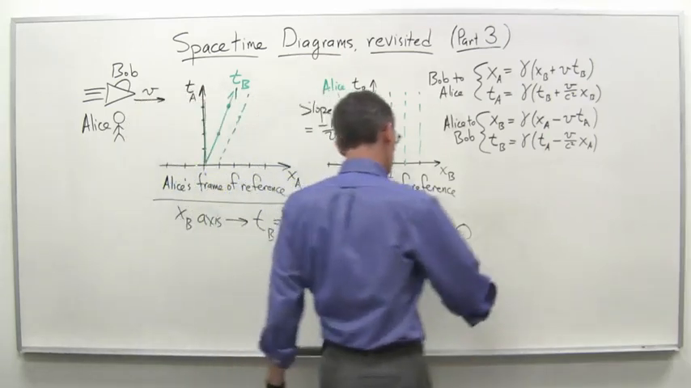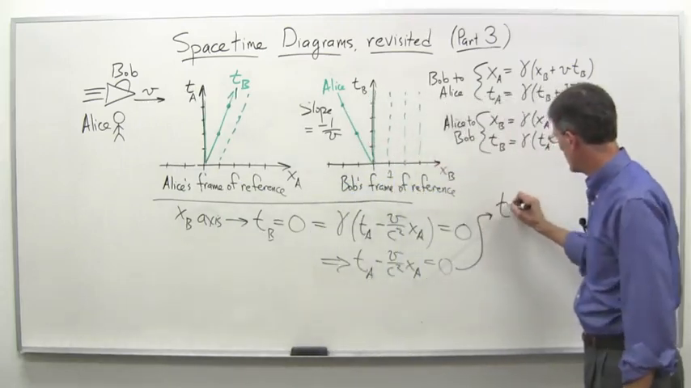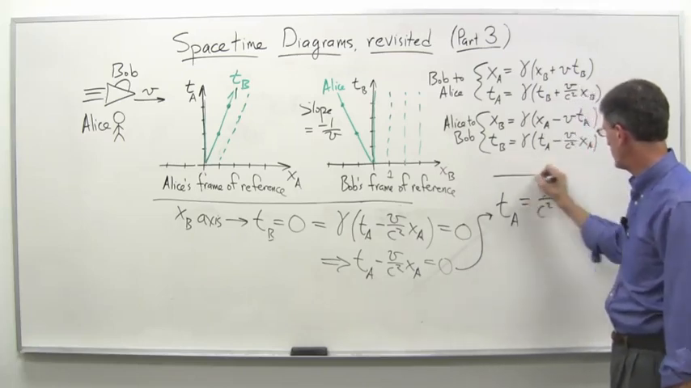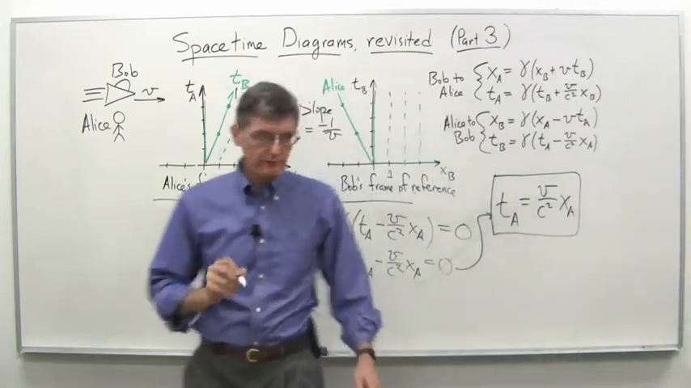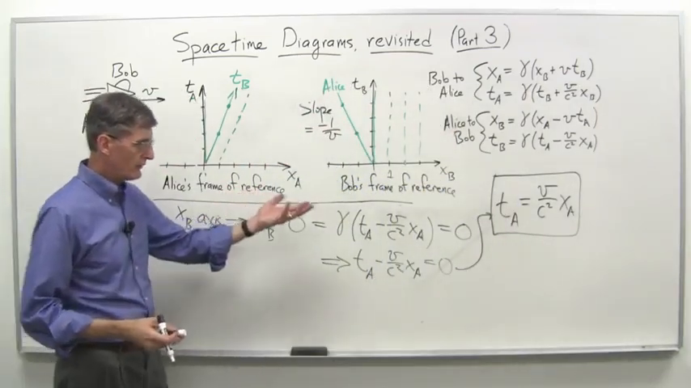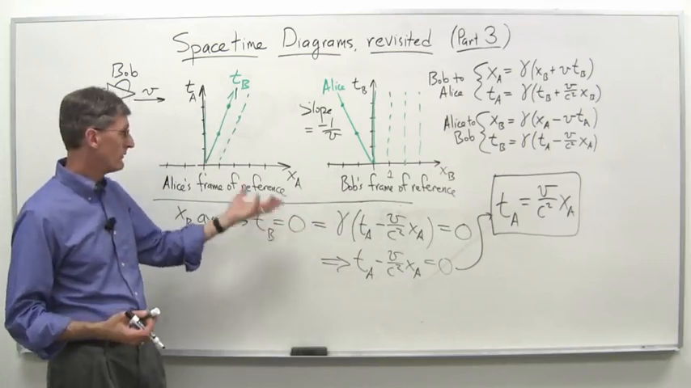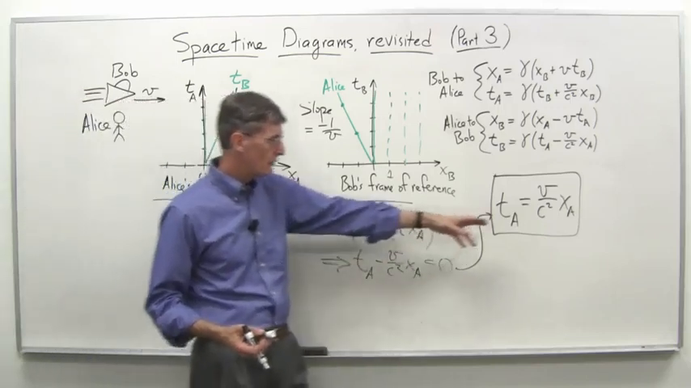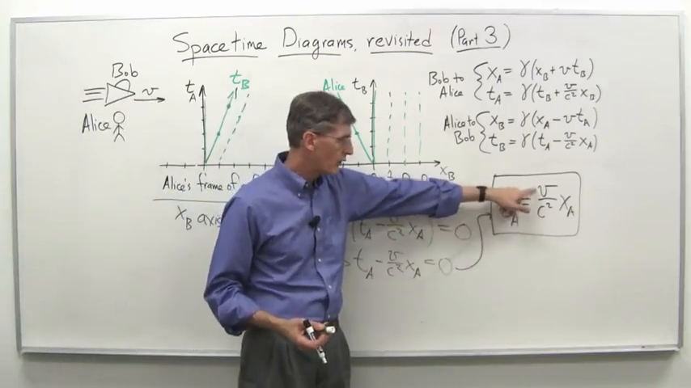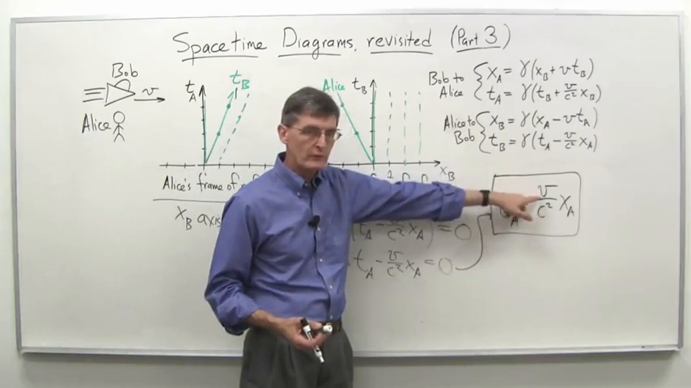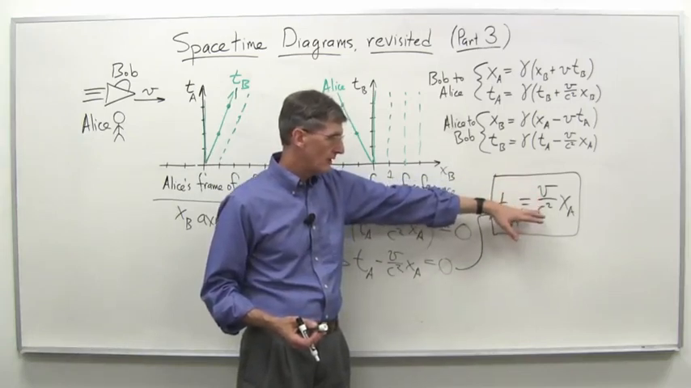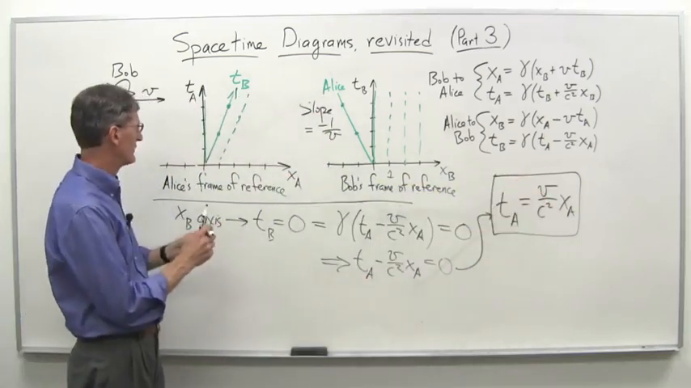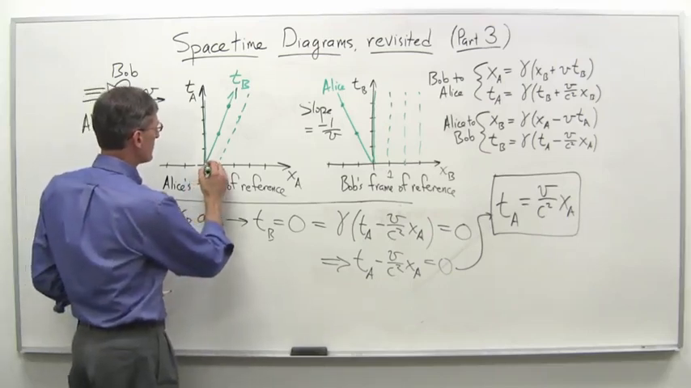And from that, we get t sub a equals v over c squared x sub a. And that is our result. If you look at that, in Alice's frame of reference, with t being the vertical axis and x sub a being horizontal, this is the equation of a line with slope v over c squared. And no y-intercept, actually. What that would look like if you actually put in some numbers and plotted it, we'll just give you the result here, is it looks something like this.